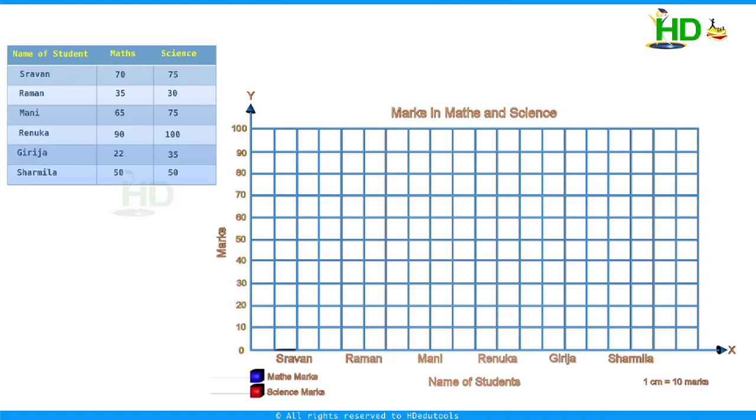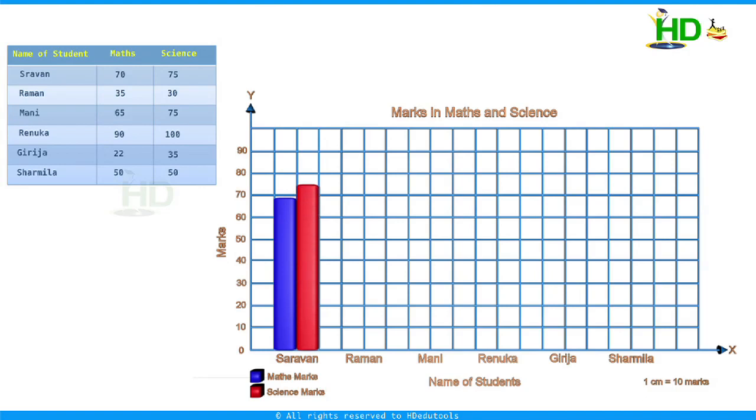To draw a bar, find the length of each bar by dividing the value by 10. Why? Because we have taken the scale 1 centimeter is equal to 10 marks. Now draw bars representing maths marks and science marks side by side for every student. For Shravan, he got 70 in maths, 75 in science.